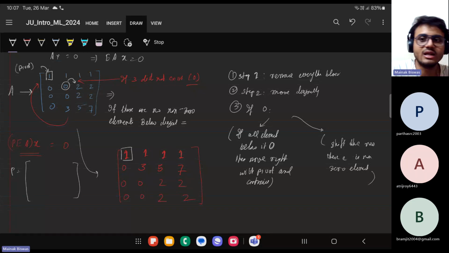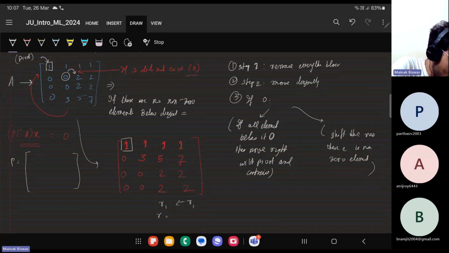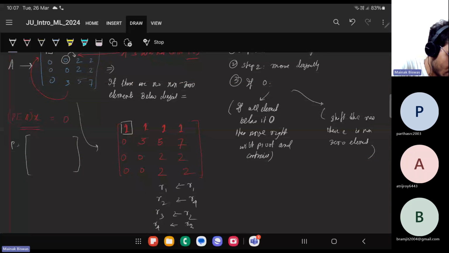So now tell me, how will I convert? R1 has to be in R1 after the permutation. So what will be the first row? R1 is in R1. R2 will be R4. R3 will be R2. R4 will be R3. This is all you need, right? Partho, you tell me, what will be the matrix? It's exactly like a permutation.